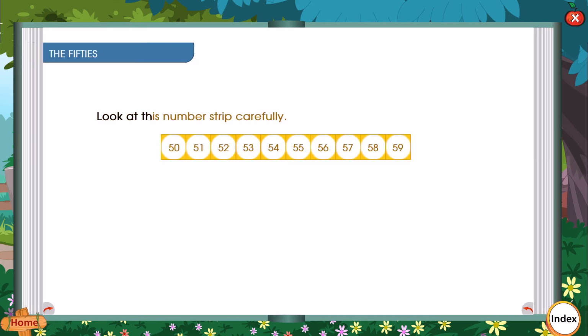The fifties. Look at this number strip carefully. 50, 51, 52, 53, 54, 55, 56, 57, 58.